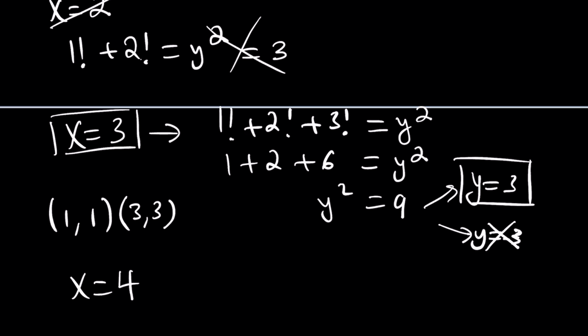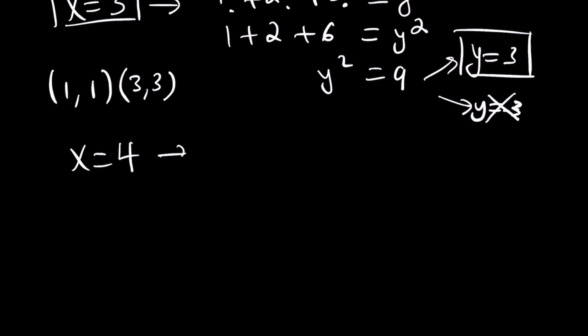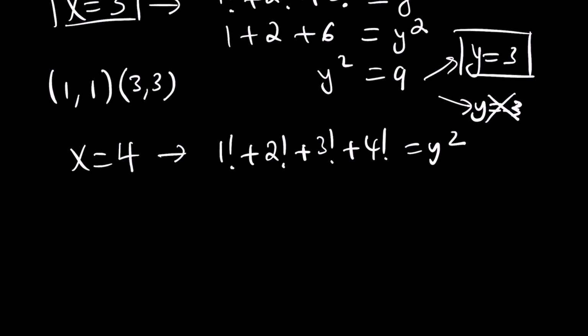We're going to stop at some point, but we have to stop somewhere meaningful, because you can't just stop and say, hey, you know what, this is it. You have to have proof. So if x equals 4, again, remember our sum is 1 factorial, 2 factorial, 3 factorial, and 4 factorial equals y squared, because we don't know y yet.